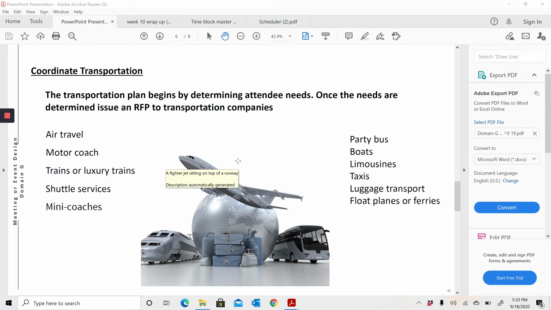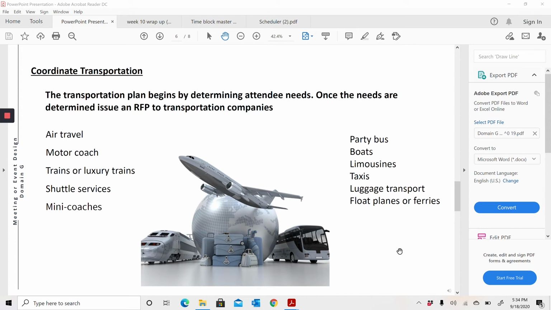And then coordinating transportation. So this can be through your DMCs, your PCOs. There's the different types of travel, which is air, motor coach, shuttle services, mini coaches. Just make sure that you're offering your guests these. Don't expect them to do it on their own. You want to try, as the event professional, to make it as easy and as safe as possible for your attendees when they're traveling to the destination.